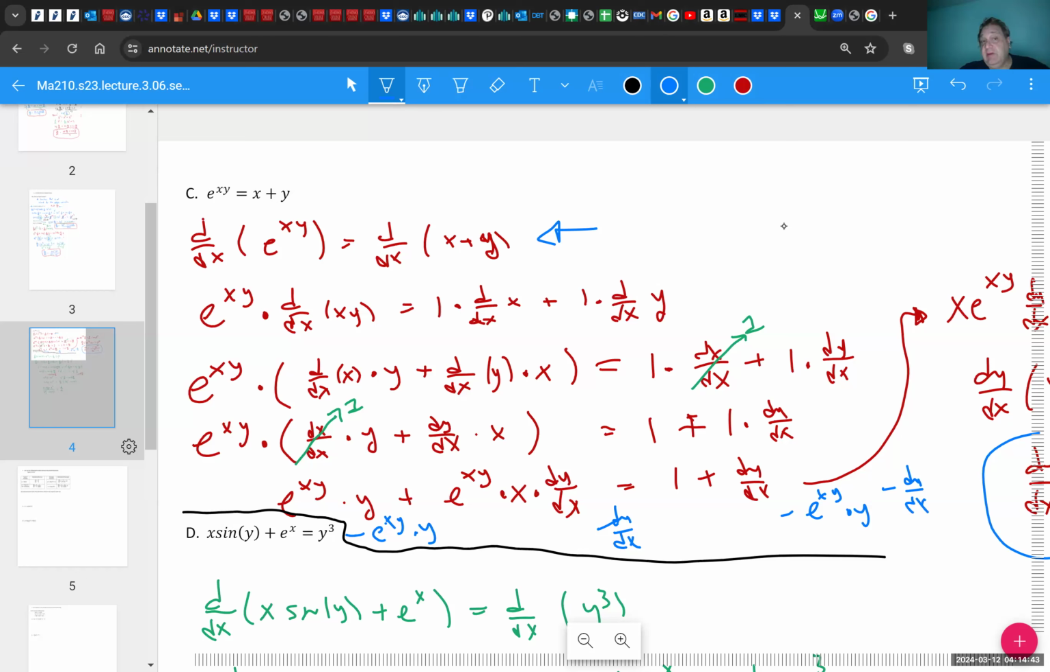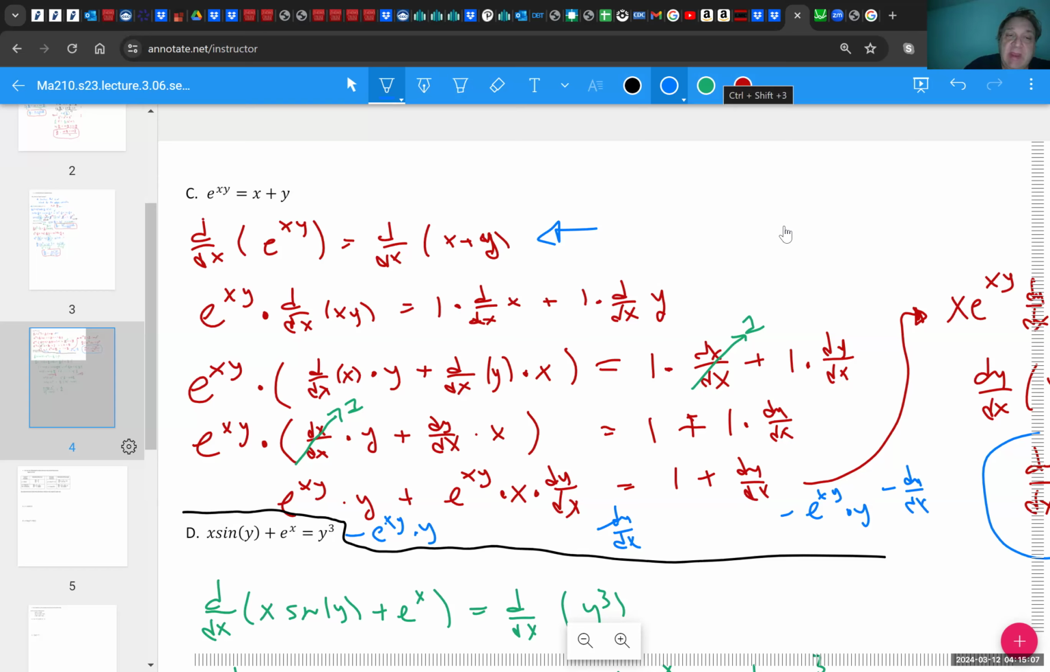The derivative of e to a thing is e to the thing times the derivative of the thing. So I get e to the xy times the derivative of xy. On the right-hand side, I have a sum. So I differentiate the x, which is 1 times the derivative of the variable x. And then I add to that the derivative of y, which is 1 times the derivative of that variable, d dx of y.